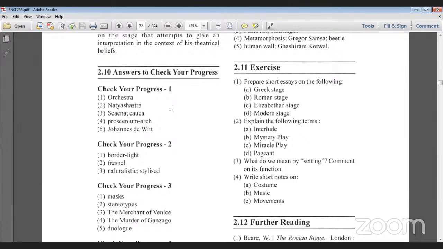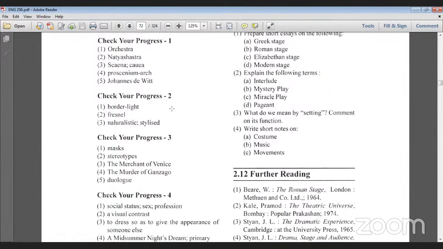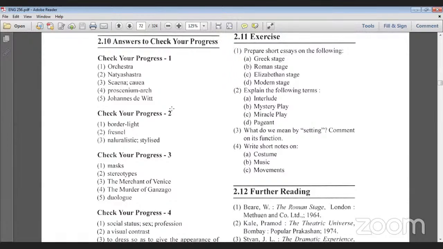Okay, now what do you mean by setting, comment on this has been explained, and write a short note on costumes, music, movements, as the last part of the lesson we have gone through. So you have to go through all these four, at least see from page number 64. You can prepare all these four parts so that you will secure good marks. At least 50% of the marks you will get from this chapter, for your TY exam point of view.